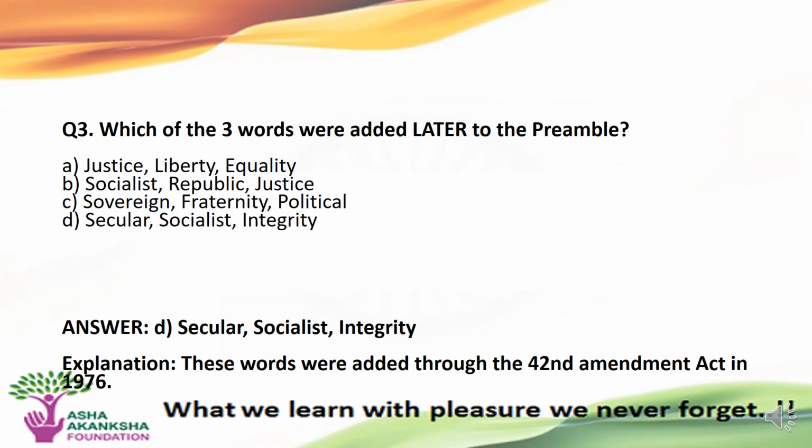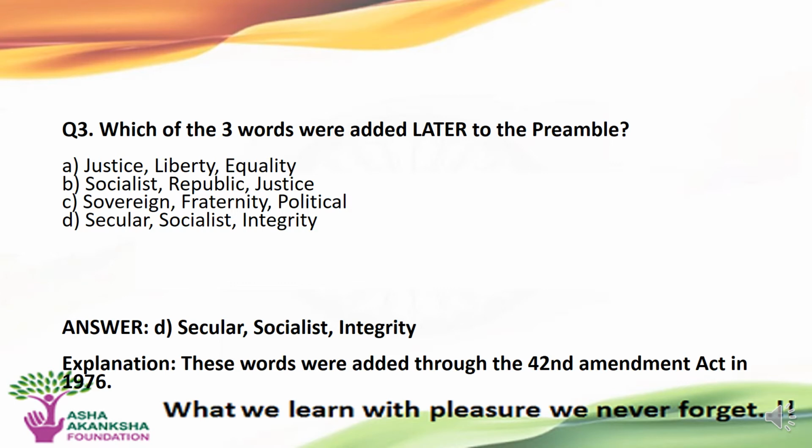The next question is, which of the following three words were added later to the preamble of the Indian Constitution? Options are A. Justice, liberty, equality, B. Socialist republic justice, C. Sovereign fraternity political, D. Secular socialist integrity. The correct answer to this question is option D, that is, secular, socialist, integrity were the three words that were added later to the preamble.